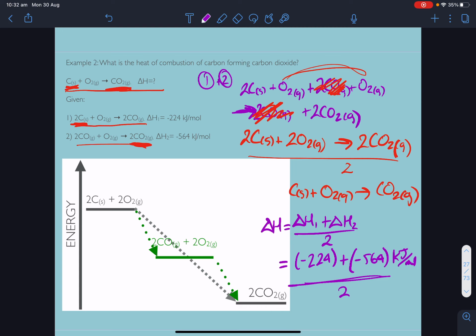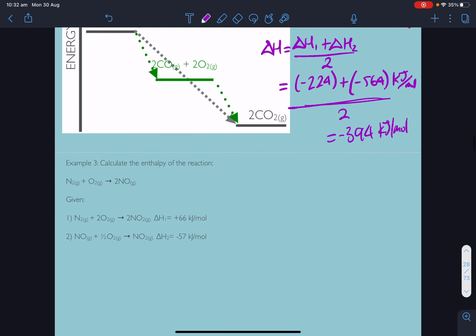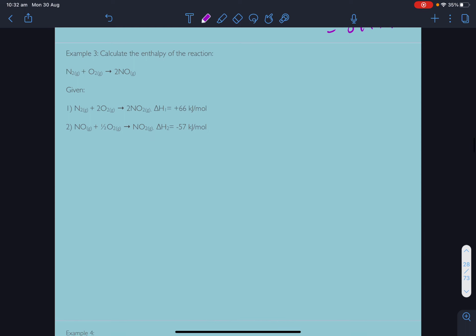Have I got it? I've got my calculator here, which is good. So, negative 224 minus 564 divided by 2 equals negative 394 kilojoules per mole. And that's reassuring because we've done that problem earlier, a different way. Okay, example 3.